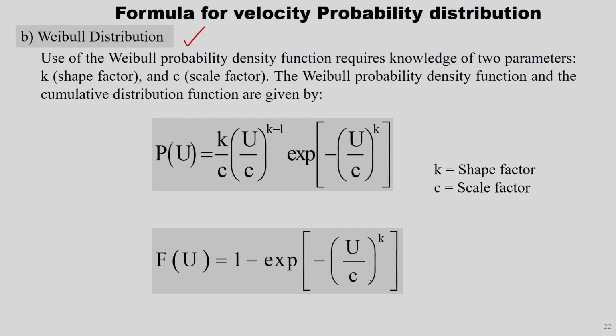the existing experimental data. Use of the probability density function requires knowledge of two parameters, one is shape factor and the other scale factor. K is the Weibull shape factor, C is the Weibull scale factor. So, this is also P of u, the probability density function, which is k upon c, u upon c to the power k minus 1, exponential minus u upon c to the power k, and the cumulative distribution function F of u is nothing but 1 minus exponential minus u upon c to the power k. I probably used u instead of v. This follows Sukhatme's book.